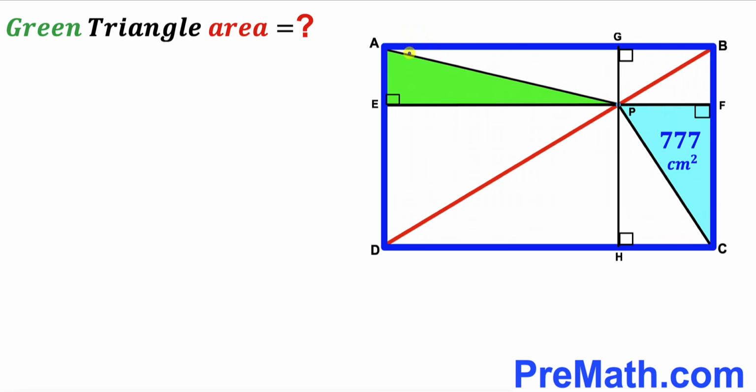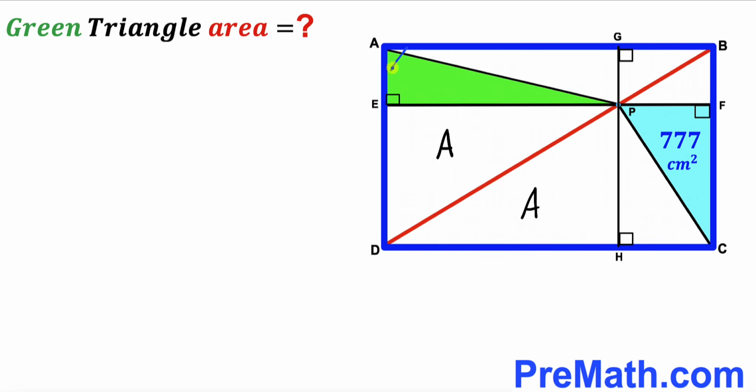We are going to focus on this rectangle first, and we can see DP is the diagonal of this rectangle. This diagonal divides the area of this rectangle into two equal parts. This triangle is equal to this triangle in area. If I label the area of this triangle as uppercase A, then the area of this triangle is uppercase A as well.